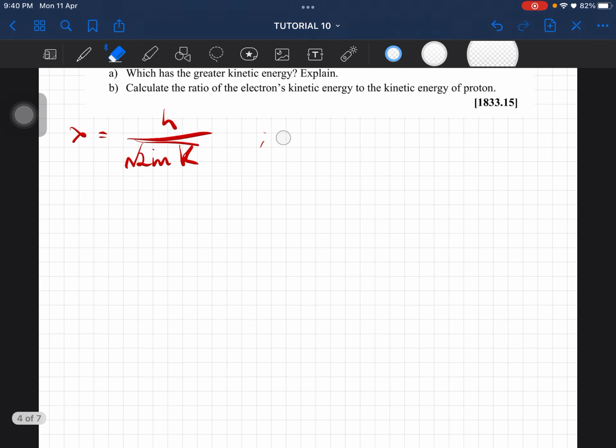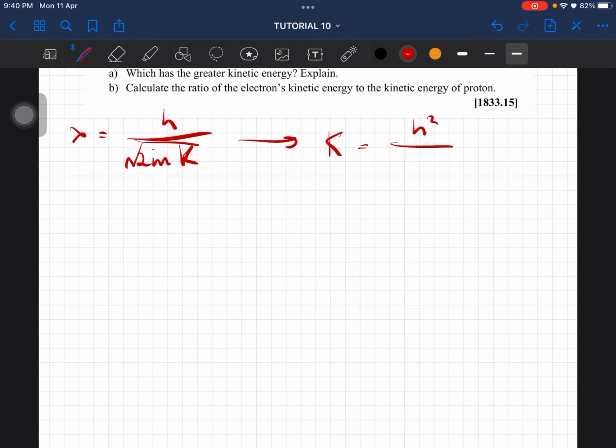So when you rearrange this for kinetic energy, you'll get h squared over 2m lambda squared. Okay, so this is what we are looking for. We are going to compare the electron and the proton. We know that the value of h and the value of lambda are constant, so we are just going to compare the mass. If we compare the mass, we know that the kinetic energy is inversely proportional to the mass. So we know that the mass of the electron is less than the mass of the proton.